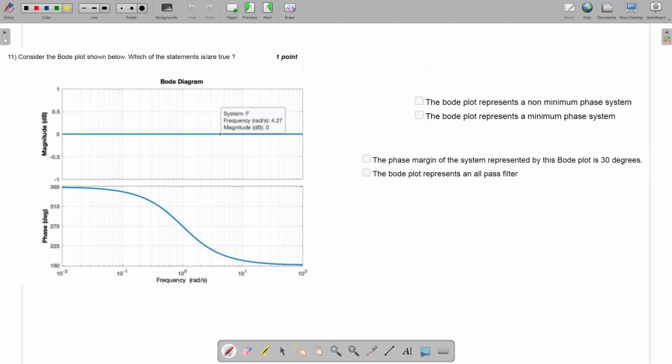Okay, this is the last question. So many options are given here. It is an MSQ type question. Which statements are true out of the four? The first: the body represents a non-minimum phase system. Is it correct?